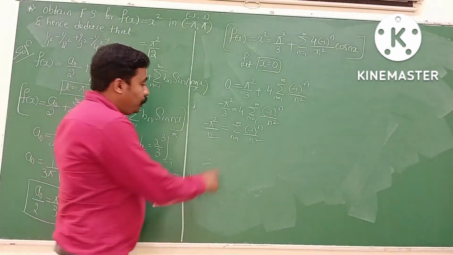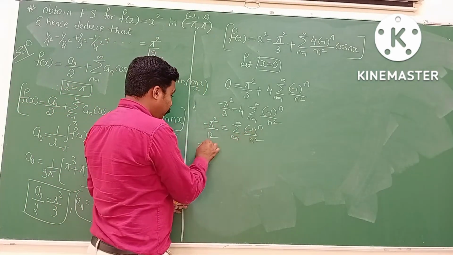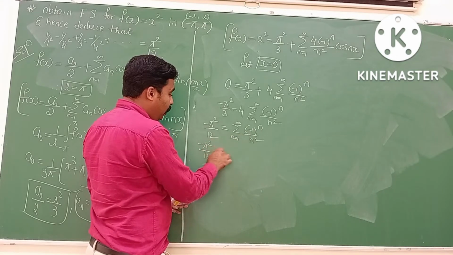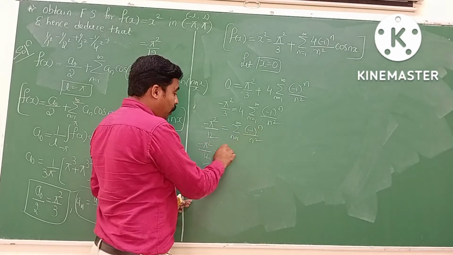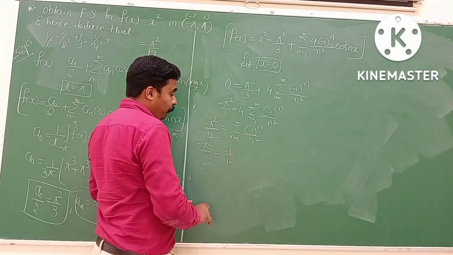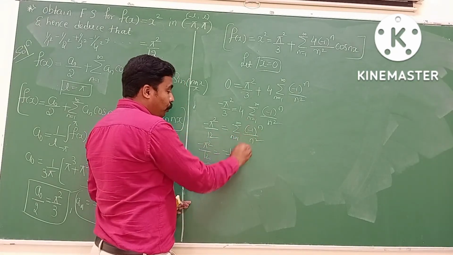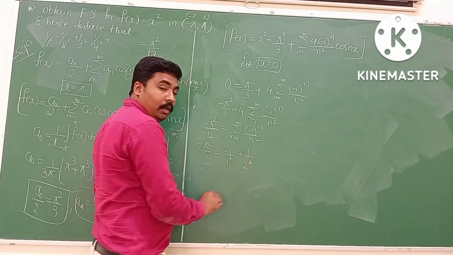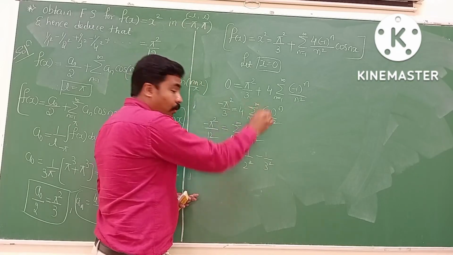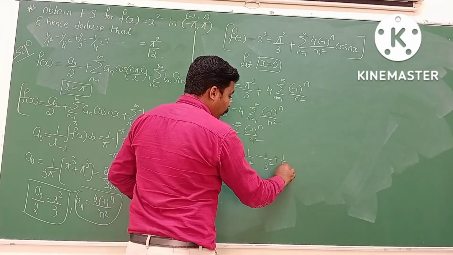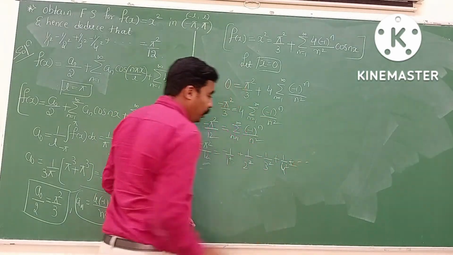Now you keep on substituting the values of n here. So minus pi square by 12 equals, if I take n equal to 1, minus 1 power 1 is minus 1, so minus 1 by 1 square. If you take n equal to 2, it is 1 by 2 square. N equal to 3, minus 1 by 3 square. N equal to 4, plus 1 by 4 square, etc. It will continue.